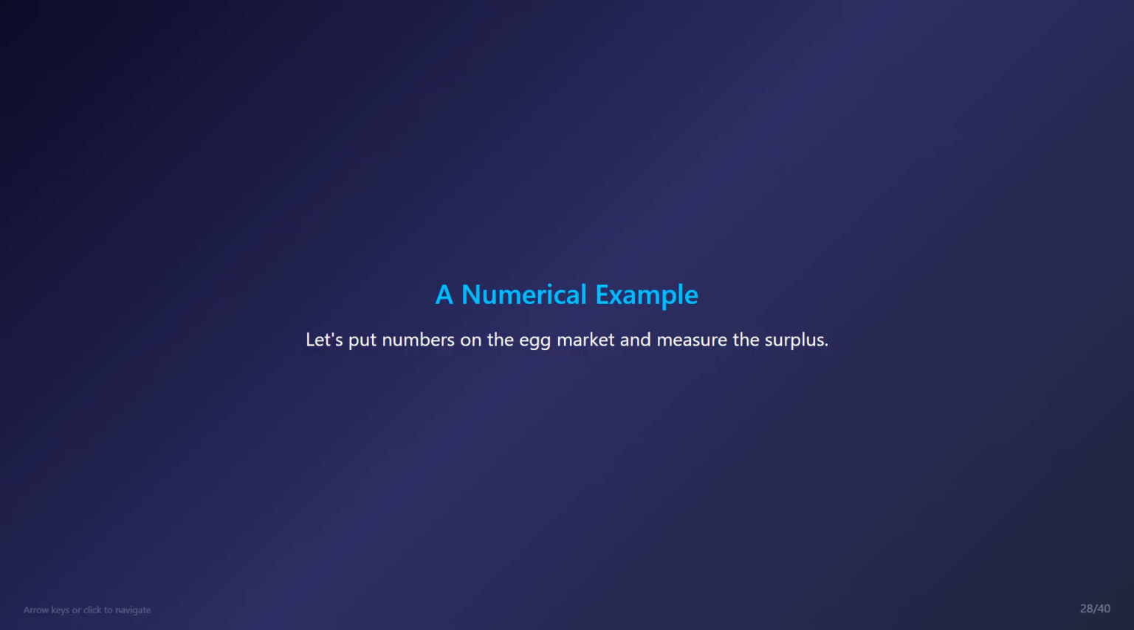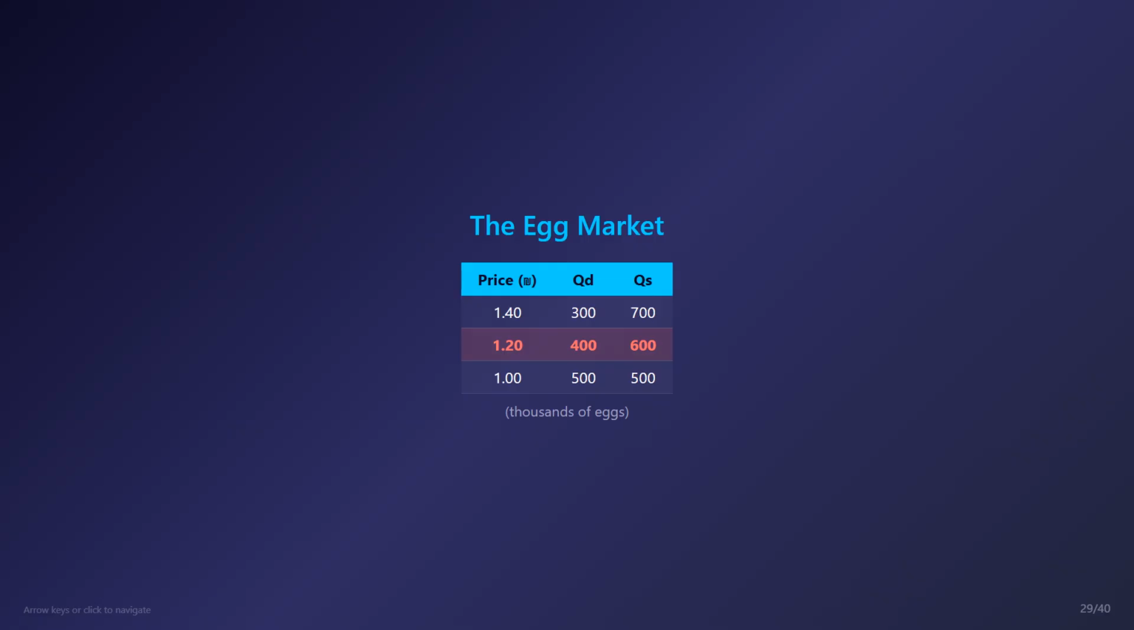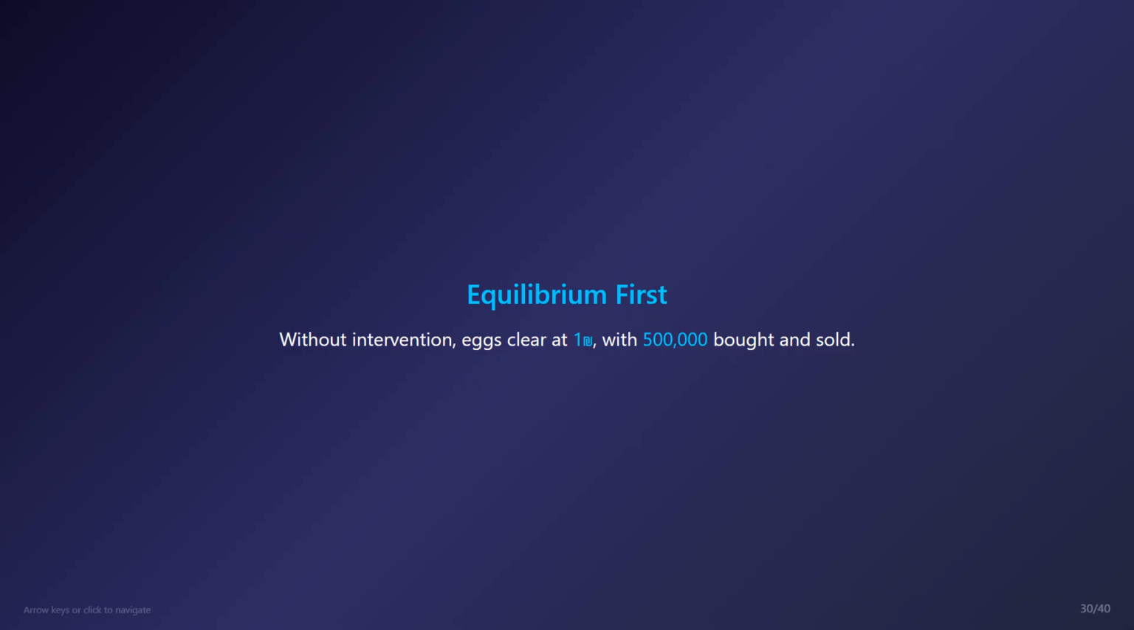Let's put some numbers on this with the egg market and measure the surplus exactly. Here's the schedule in thousands of eggs. At 1 shekel 40, buyers want 300 and sellers offer 700. At 1 shekel 20, buyers want 400 and sellers offer 600. At 1 shekel, both are 500. First, the equilibrium. With no intervention, eggs clear at 1 shekel, where quantity demanded and quantity supplied are both 500,000. That's the natural market outcome.